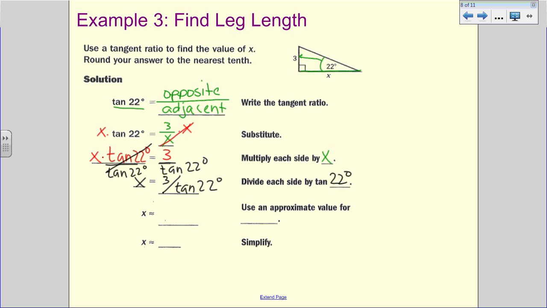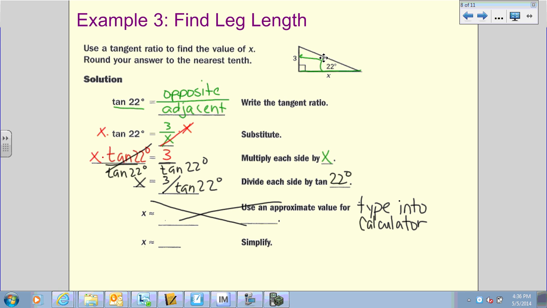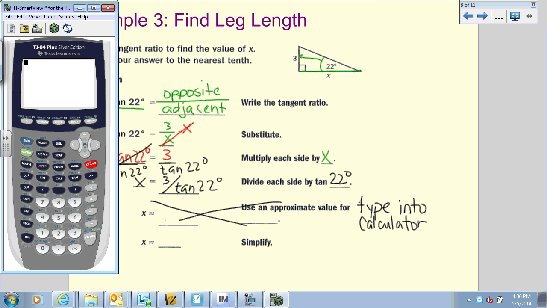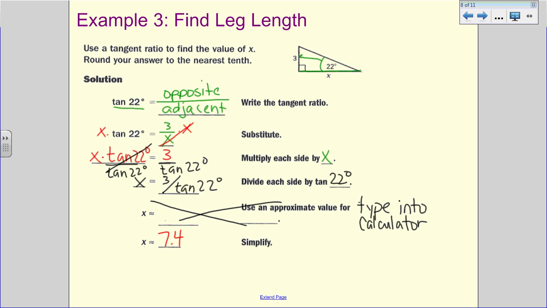Now we would use the approximate value. Actually, we can skip this step here, guys. We don't have to go to an approximate value. We're just going to use our calculator. So we're going to type into the calculator. I'm going to take 3 divided by tangent of 22 degrees. Hit enter. We get 7.4. They tell us to round to the nearest tenth, so based on what we see in my calculator, that's simply going to be 7.4.